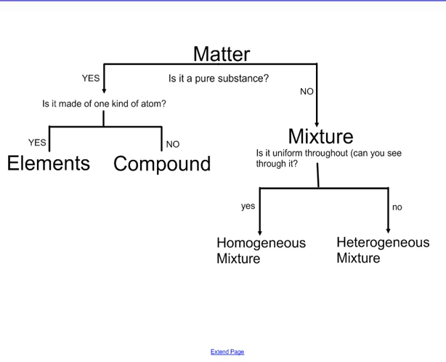Now, matter is anything that occupies space and has mass. Okay? Now, we first have to ask ourselves, is it a pure substance? If the answer is yes, it's either an element or a compound. And then we have to ask ourselves, is this made of one type of atom only? If the answer is yes, it's an element. No, it's a compound. If it's not a pure substance, it must be a mixture.